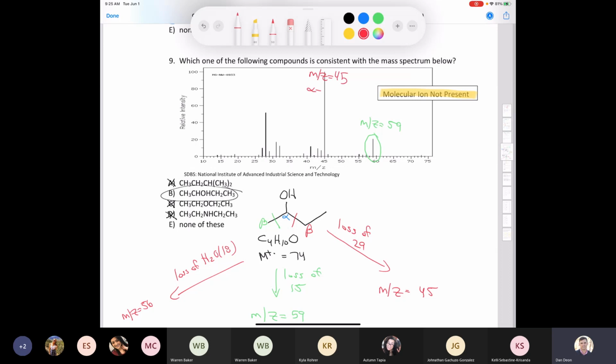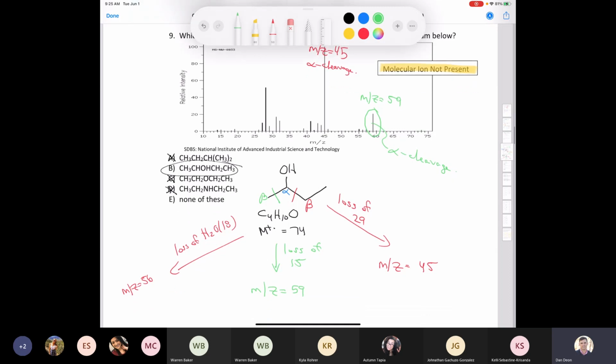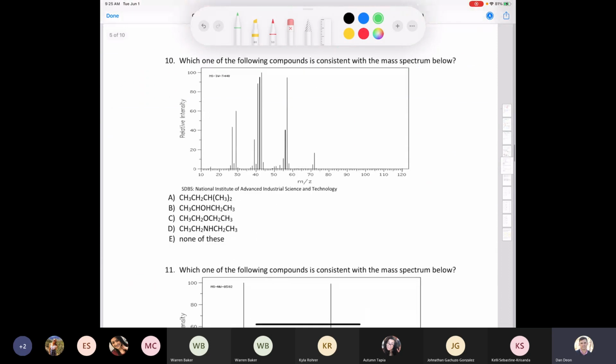And so this one is a result of alpha cleavage, and we're not asked to identify one. And this one would also be the result of alpha cleavage. So yeah, it's going to be our alcohol. And if you want to, spend some time trying to identify other peaks, but I wouldn't really stress about it a whole lot. All right, let's take a look at number 10.